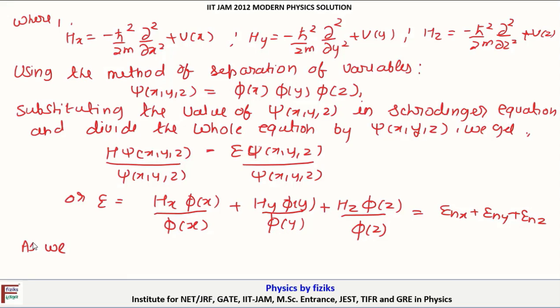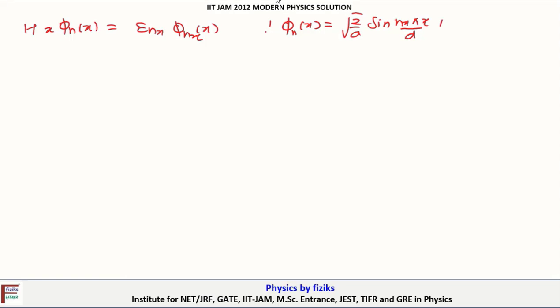as we know that Hx phi nx equals E nx phi nx, where phi nx is equal to root 2 by a sine of nx pi x by a, and E nx is equal to nx square pi square h square by 2ma square.